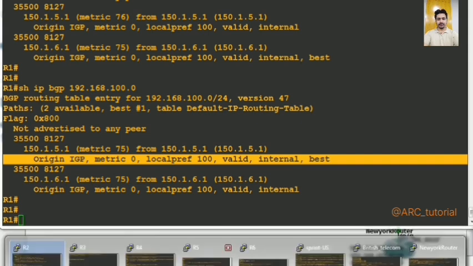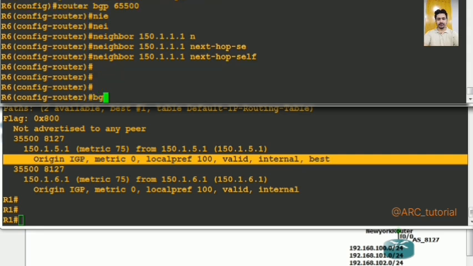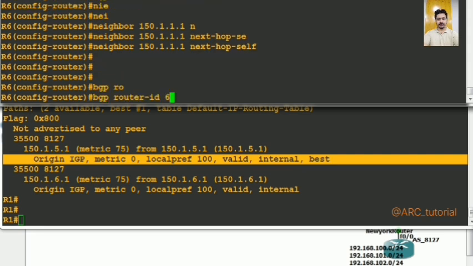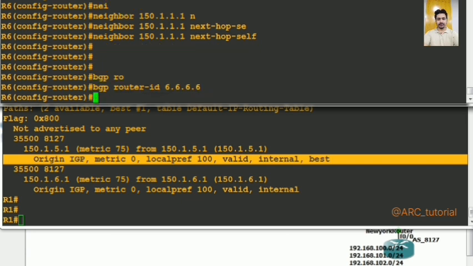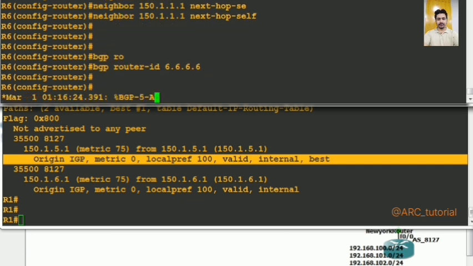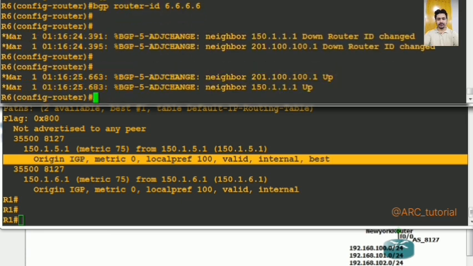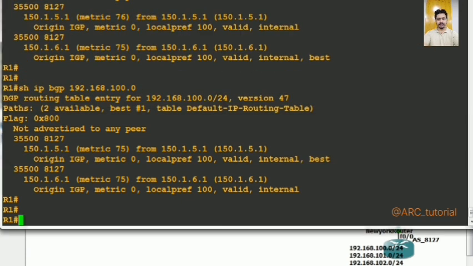So let's move on R6 now and say BGP router ID. This is the command to configure BGP router ID, right? And make it 6.6.6.6, which will be lower than 150.1.5.1. Now move back again on R1. Let it synchronize first.